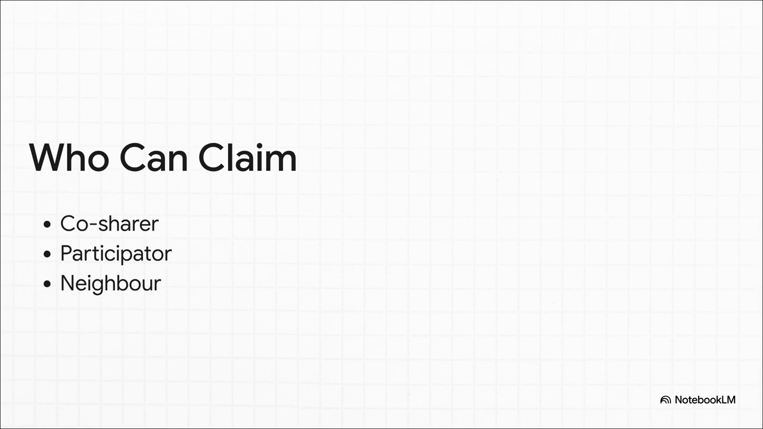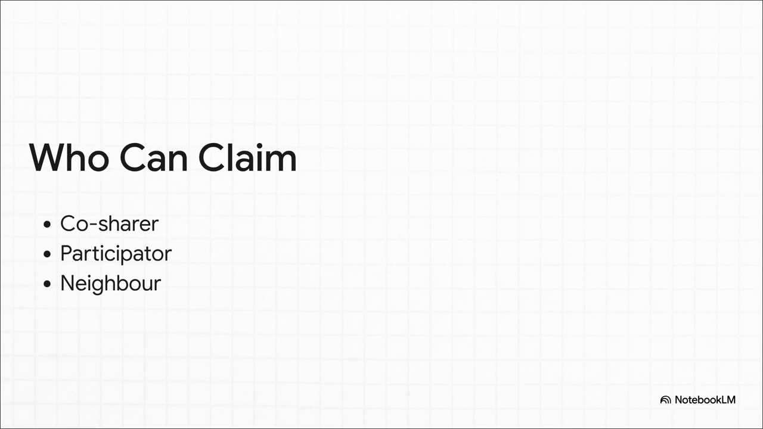Next heading, who can claim? Number 1, co-sharer or sharak. Number 2, participator in amenities like a right-of-way or water. Number 3, neighbor, meaning the adjacent owner. And please note the bottom line, order of preference applies.